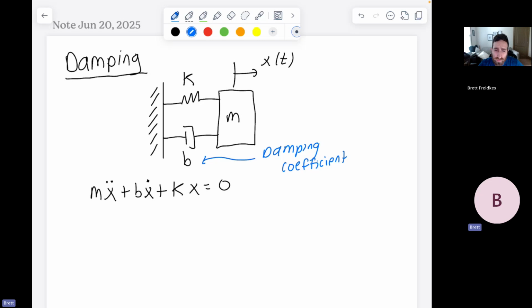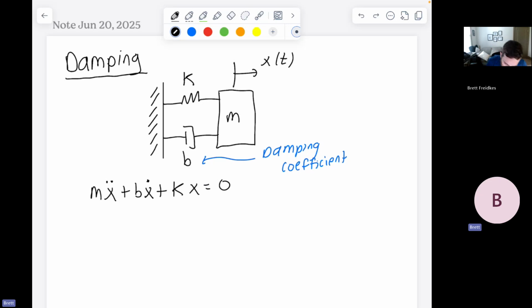And this damper, the job of it is to dissipate energy in the system. So we have a mass that stores kinetic energy, the spring that stores potential energy, and the damper will remove energy from the system and ultimately slow the mass down if there's no external forces acting on it. In this situation that I've drawn, it's a free vibration problem. We see that there isn't any external forces here, so our right side of our differential equation is equal to 0.